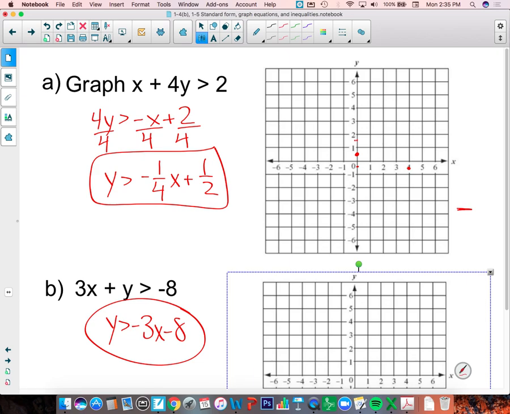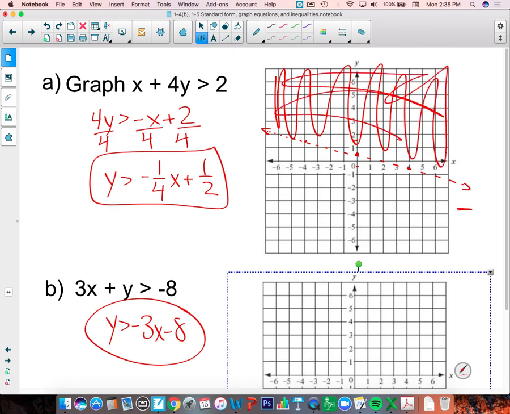So up 1, back 4. We're right there. And it is going to be a dashed line again. So we're right here. Arrow, arrow. And it says greater than. So greater than means above. We're up here. That is the solution. Okay, let's do the other one down below.